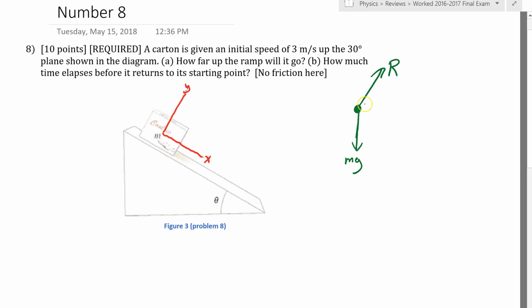And remember, our axes are perpendicular to the ramp and parallel to the ramp. So the vector R is already on the y-axis, but the vector mg, or the weight, is not on either axis. There's a component on both. So it helps later in the problem if you go ahead and resolve the weight into two components. This angle will be the same angle as the ramp itself. And you can figure that out again.